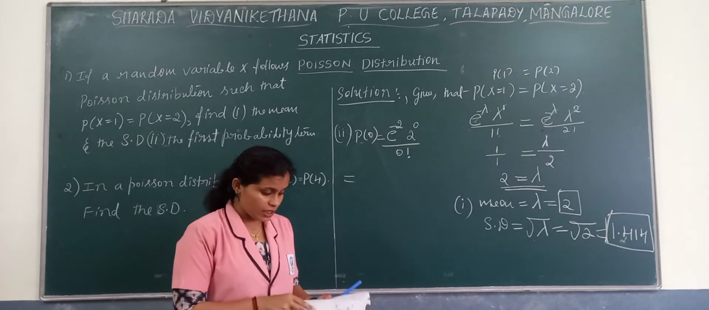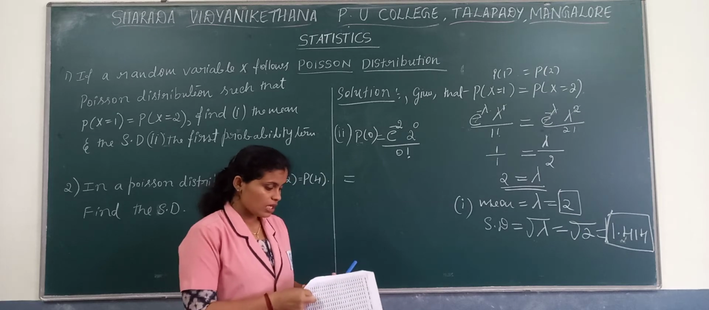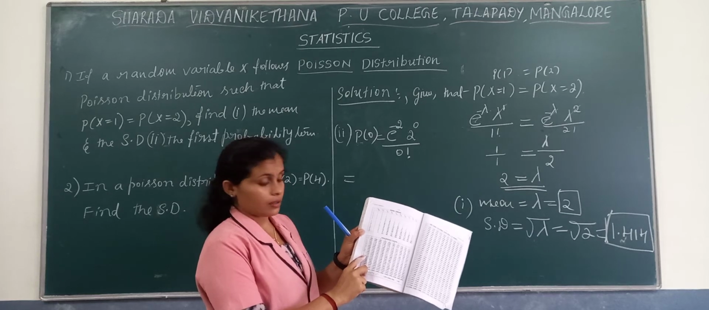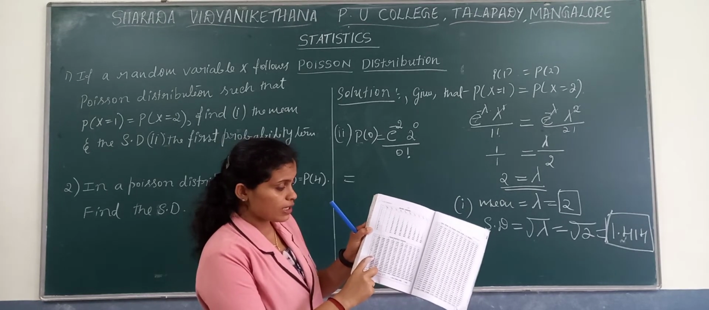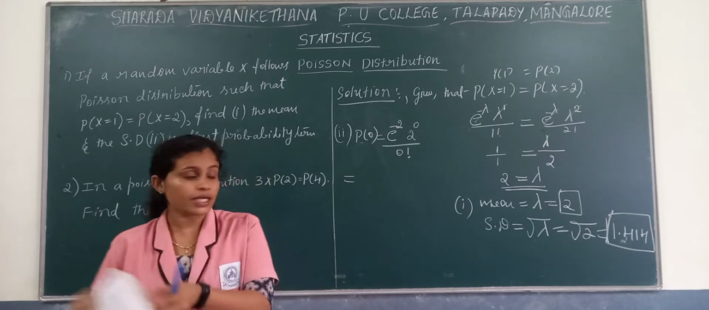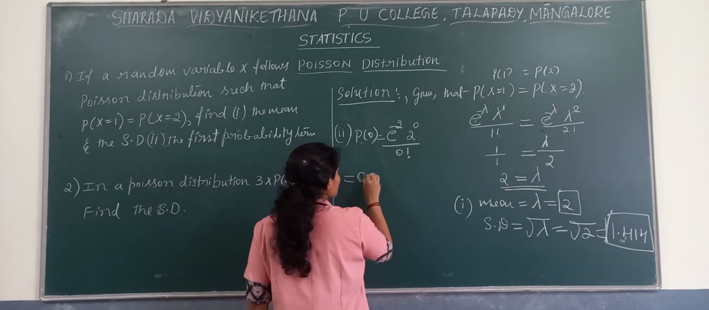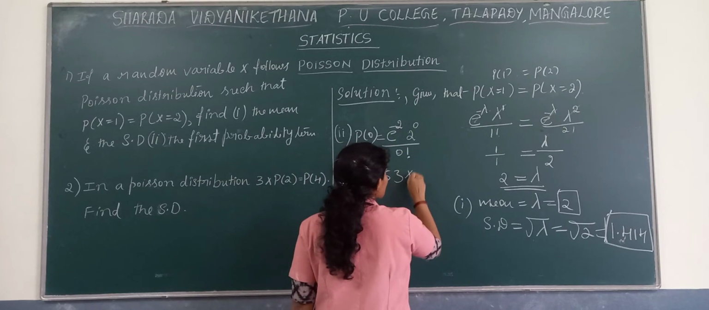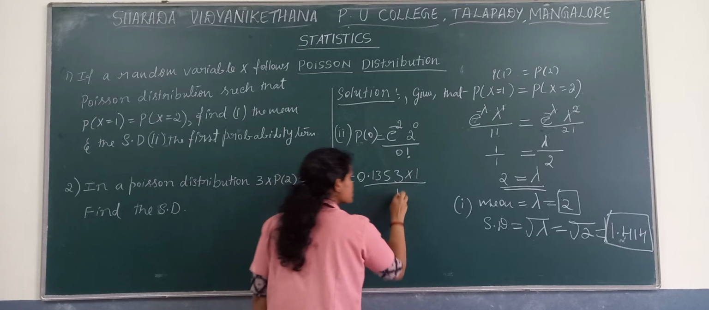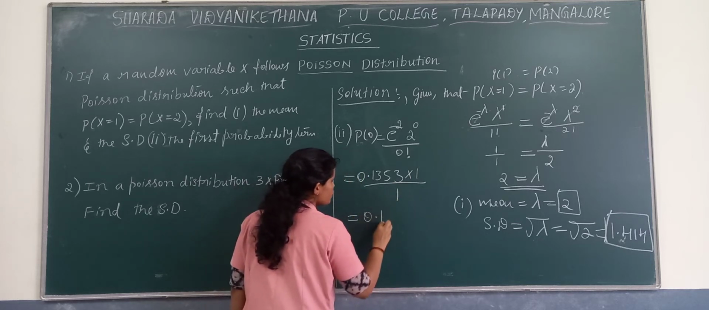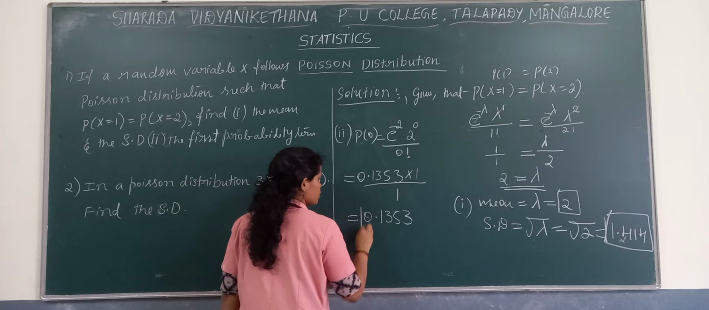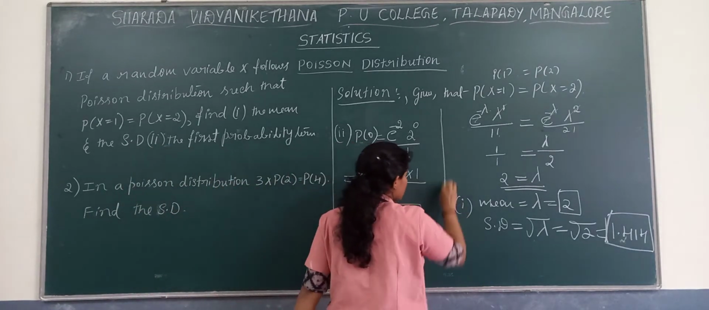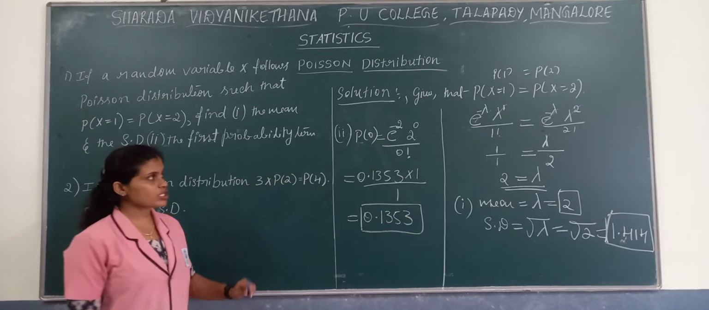Now statistical table, see there, exponential power, e to the power minus 2, that is 0.1353. Value is 0.1353, this particular value, and 2 to the power 0 is 1. 0 factorial is 1. So what we do is 0.1353. This is the first probability term. Here we solve first question.